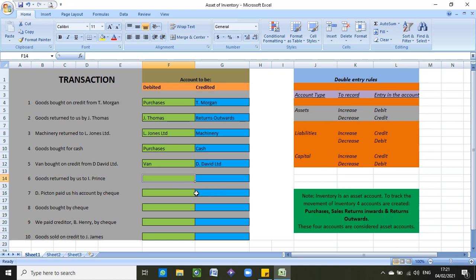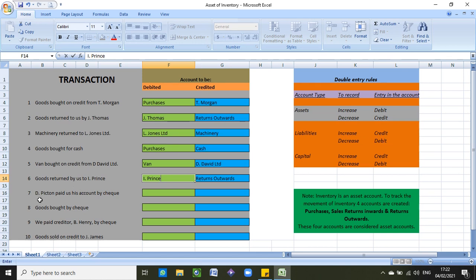What is happening to inventory? It's decreasing. To show a decrease in inventory, we need to do a credit entry. Returns outwards. Now, to whom did we return it? We return it to I. Prince. I. Prince in this case is a liability, so we owe this particular liability less. To show that, we do a debit entry. Remember that liabilities decrease on the debit side.